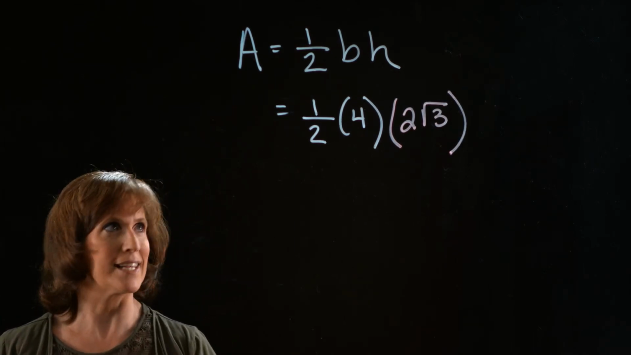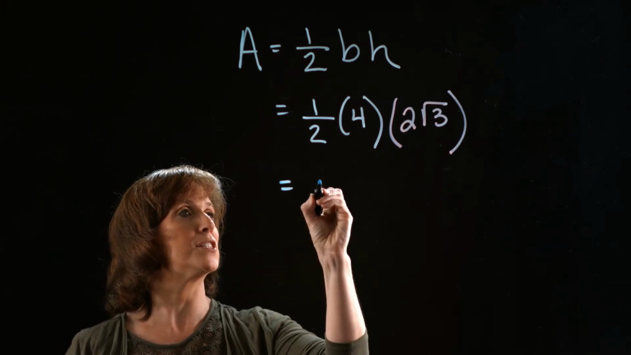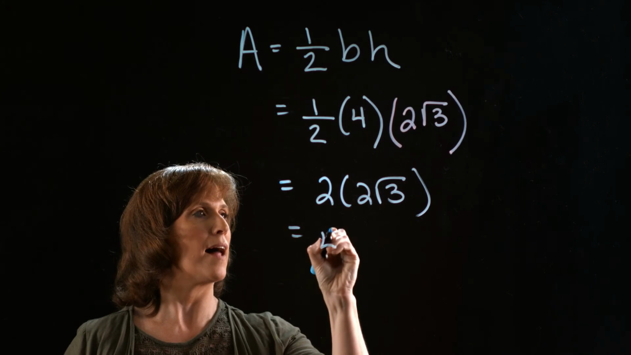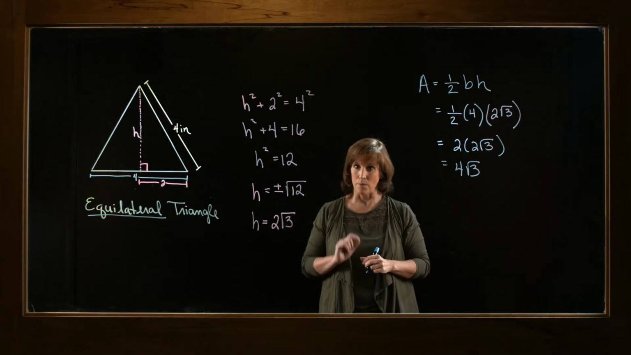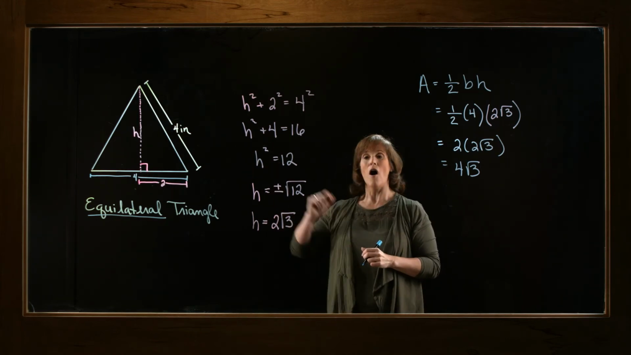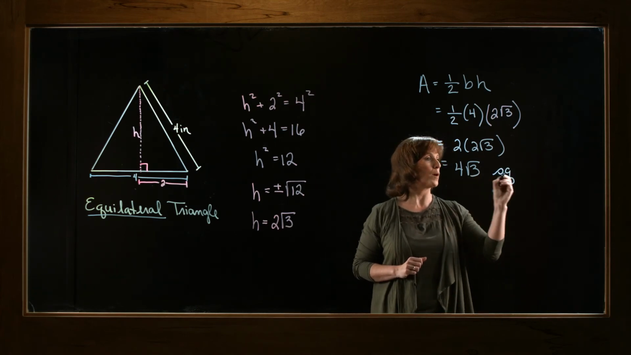At this point, it's just a calculation. 2 divides into 4 twice, and so I'll have 2 times 2 square root of 3, and I'll have a total of 4 times the square root of 3. Now remember, this is an area, so I'm going to be dealing in square units. All of these units were in inches, so my answer will be 4 square root of 3 square inches.